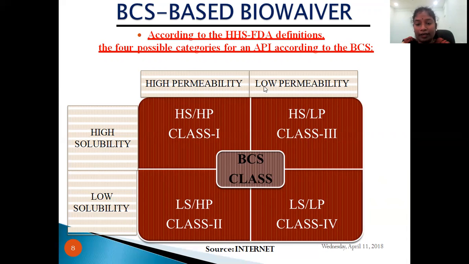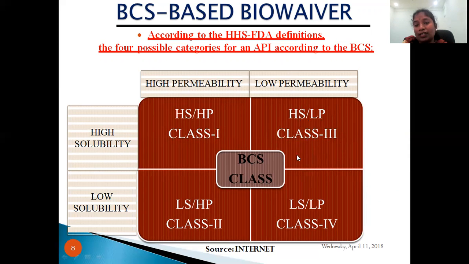In class 2, the drugs have low solubility and high permeability, meaning solubility is very low, but the drug easily penetrates into the systemic circulation, though the dissolution and solubility are very low. Those drugs are considered class 2 drugs. Class 3 drugs have high solubility, meaning the drug solubilizes very easily, but it is not absorbed through the small intestine. Those drugs we consider as class 3 drugs.